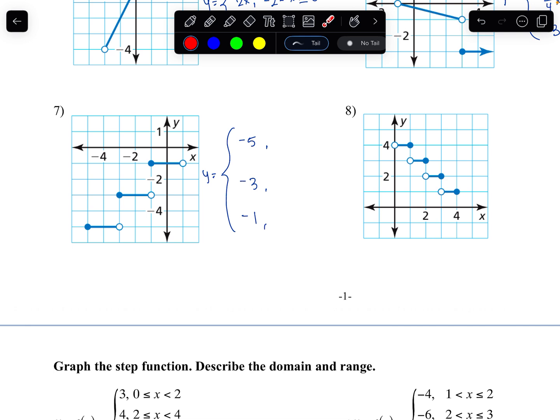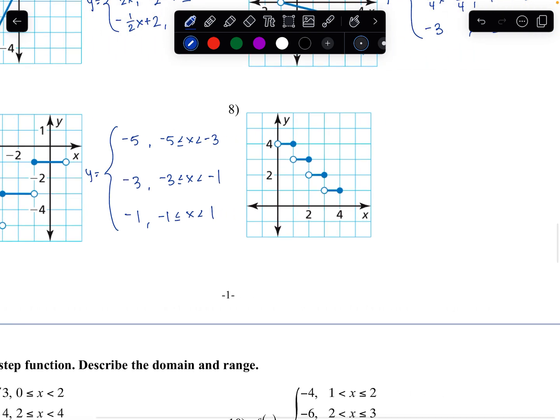And so for -5, this is between -5 on the x and -3 on the x. So we'll say -5 is less than or equal to x is less than -3. And then this piece right here, this is between -3 and -1. So we'll say -3 is less than or equal to x is less than -1. And then the next piece is going to be -1 is less than or equal to x, and that's going to be less than +1.